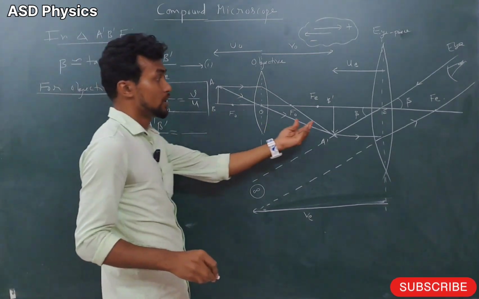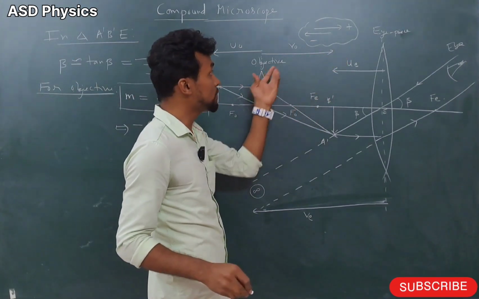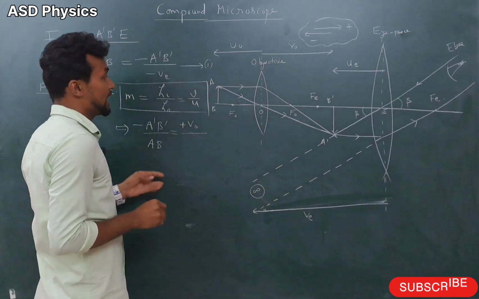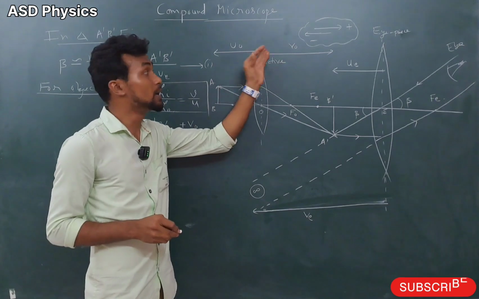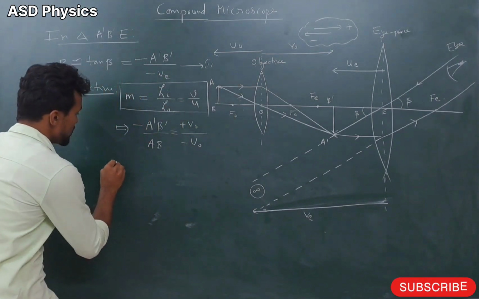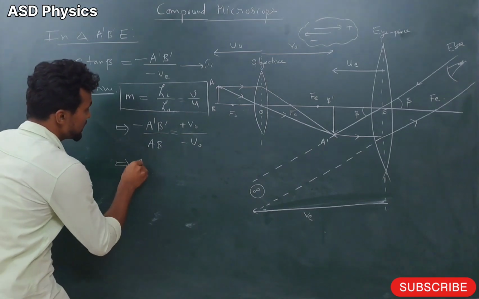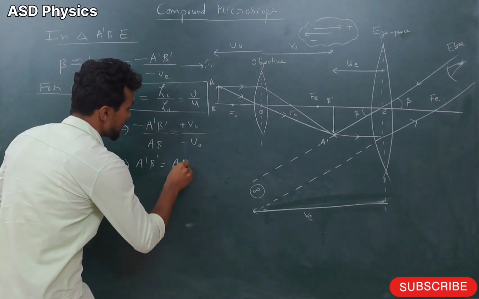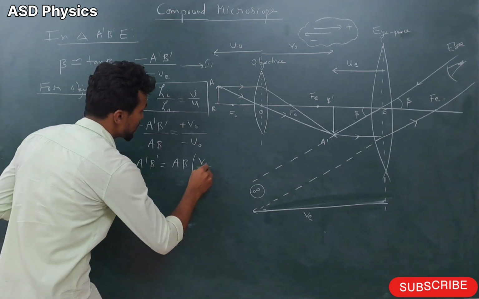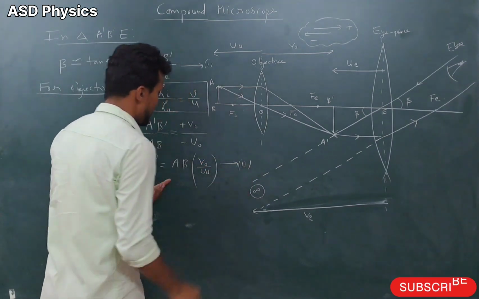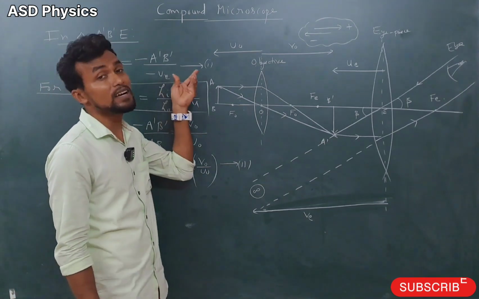After that, V, that means V naught for the objective, plus or minus? Plus. So my dear students, here plus V naught, and this U naught plus or minus? Minus for the objective. So I will write here minus U naught. So if I simplify this, it will come here: this A dash B dash is equal to AB into V naught by U naught. Okay, my dear students, so now this value of A dash B dash we will put in equation 1.